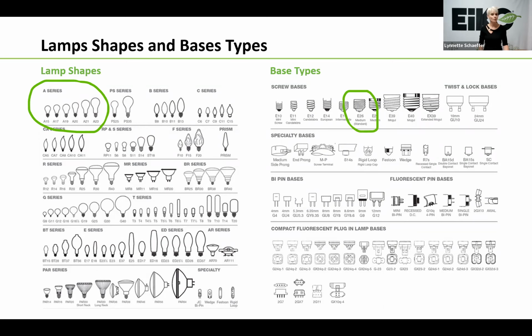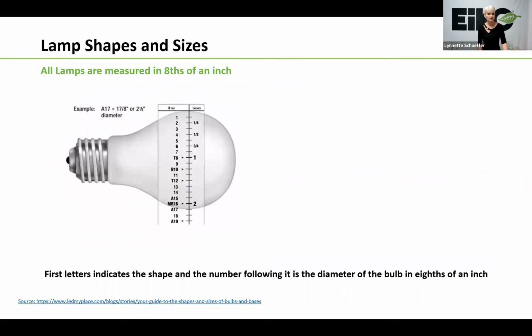So let's just review that one more time. So let's take this A17 lamp. Since all lamps are measured in 1/8 of an inch, an A17 lamp is 2 1/8 inches in diameter. How did I get that? You take 17, you divide it by 8. If it was an A19, it would be 19 divided by 8, which is 2.375 inches in diameter. Now remember, it's the diameter, not the circumference. So you measure from the widest part of the lamp.